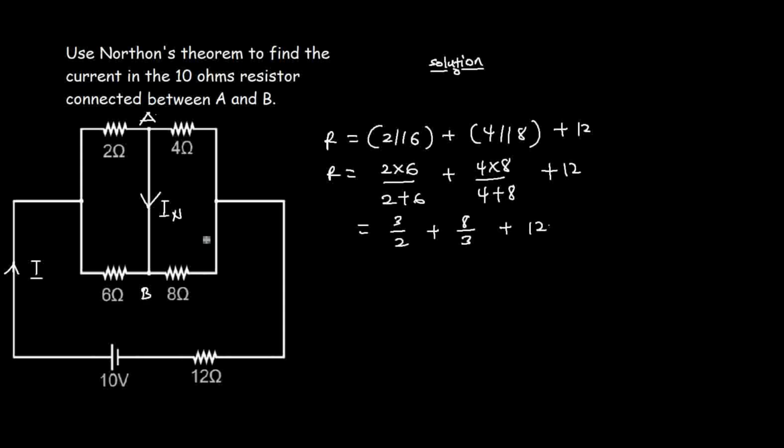I'm going to add the 3 on 2 and the 8 on 3. So 3 on 2 plus 8 on 3 gives me 25 on 6, plus this 12. So that gives me 25 plus 6 times 12, that will be 72. So this will be equal to what?